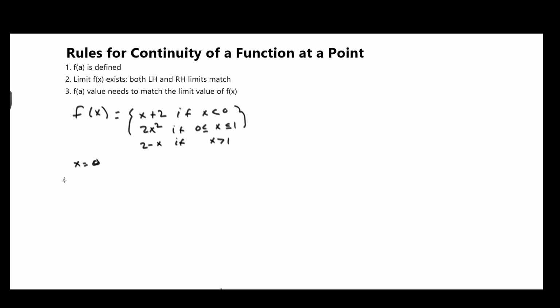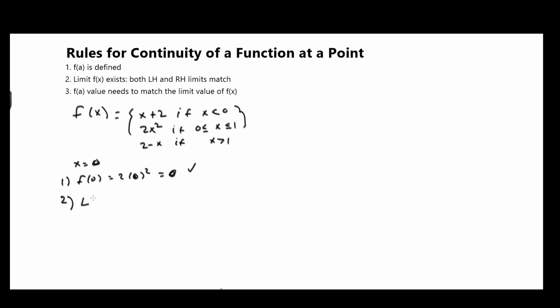we'll start with rule 1. For point 0, the only function that actually has an answer at 0 is this one here, since it's less than or equal to. So I'll plug the 0 into that. So f of 0 is equal to 0 squared. That's equal to 0. So it is defined.